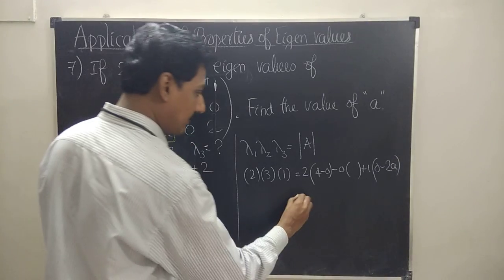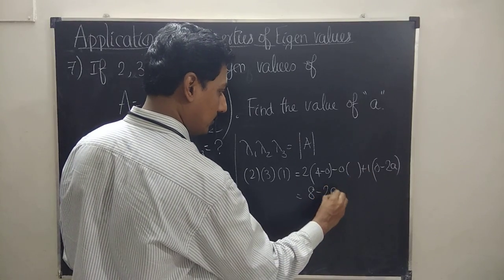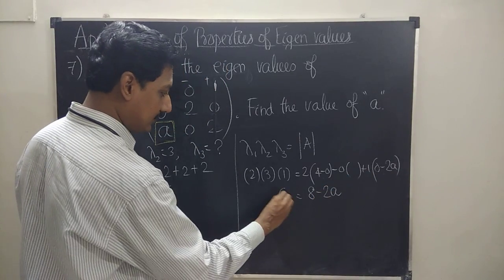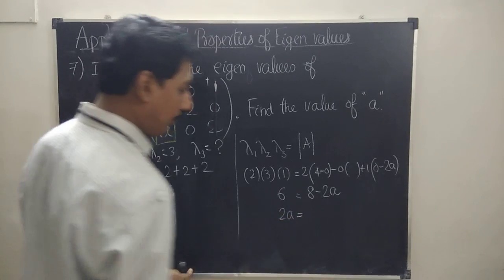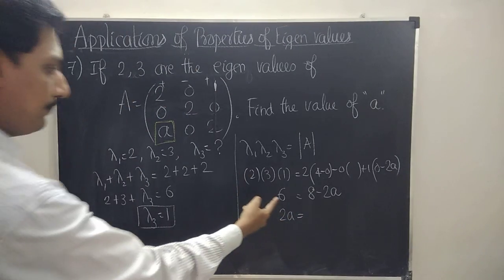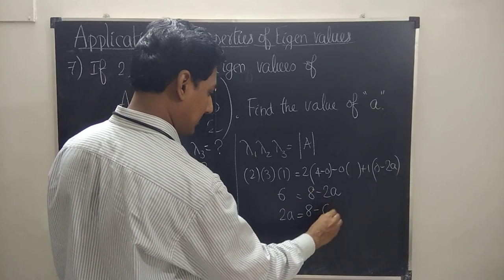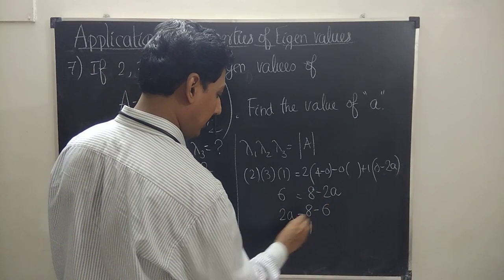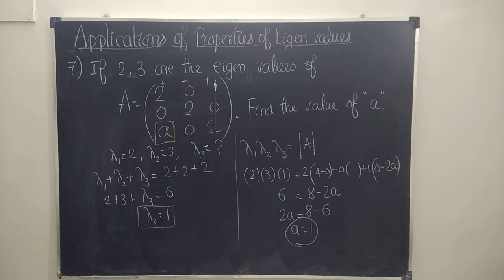So let's find this value. 2 fours are 8, this is 0, this is minus 2a. So 8 minus 2a equals 2 threes are 6. So minus 2a equals 6 minus 8, which gives 2a equals 8 minus 6, so a is equal to 1. So the value of a for this problem is 1. All right?